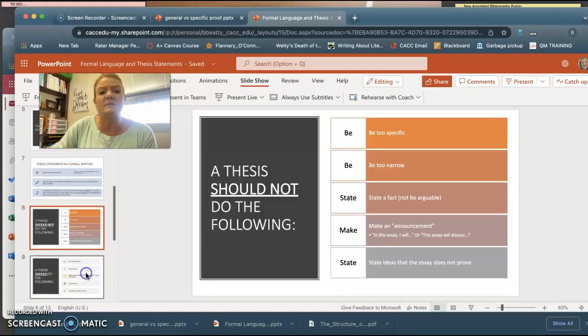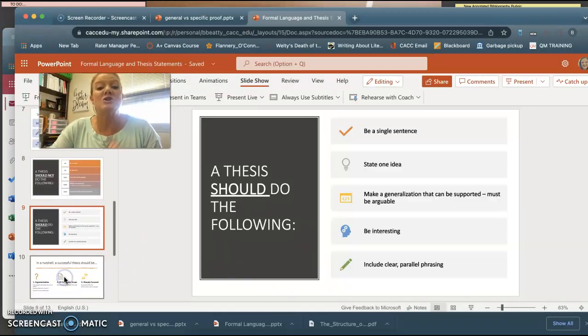So let's talk about some things that a thesis statement should absolutely never do. A thesis statement should never be too specific. It should never be too narrow. It should never state a fact. It should always be arguable. It should never make an announcement, like "In this essay, I will," or "This essay will," or "In my opinion." And it should never talk about ideas that your essay does not also talk about.